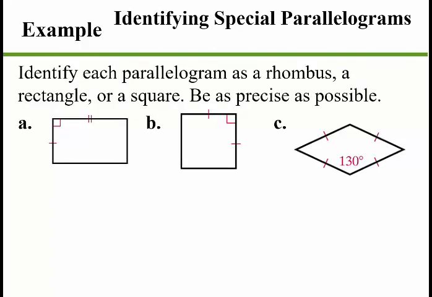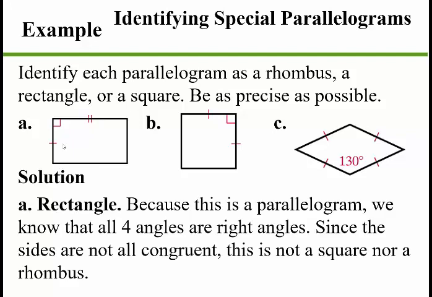All right, let's identify each parallelogram as a rhombus, a rectangle, or a square, and be as precise as possible. Well, here, what I'm able to say for A is a rectangle. All right, this is because this is a parallelogram. We know that all four angles are right angles. Great. Since the sides are not all congruent, this is not a square nor a rhombus. Right? You can tell that this side is not congruent with this side.